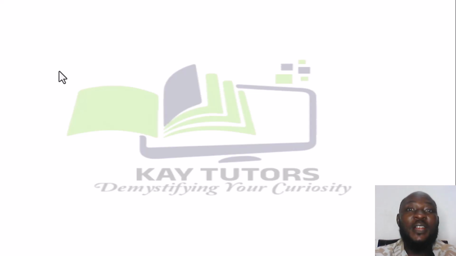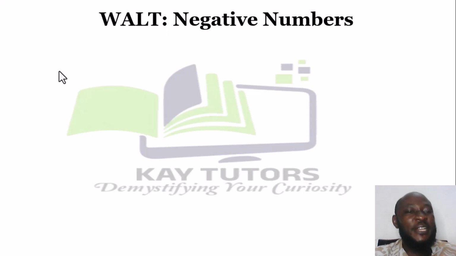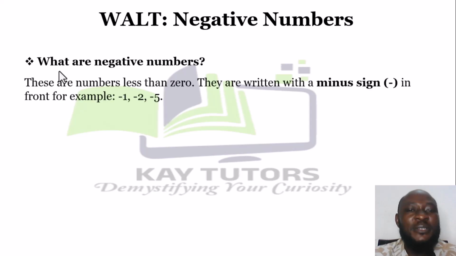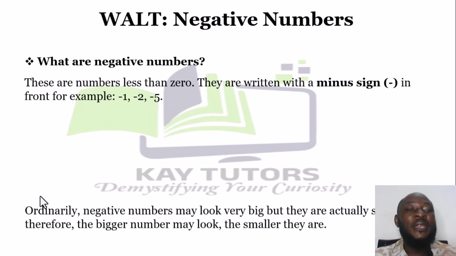In today's class, we are going to be learning about negative numbers. What are negative numbers? Negative numbers are numbers that are less than 0. Just like the name implies, they have a negative sign or a minus sign in front of them. For example, we have -1, -2, and -5, just like you're seeing on your screen.